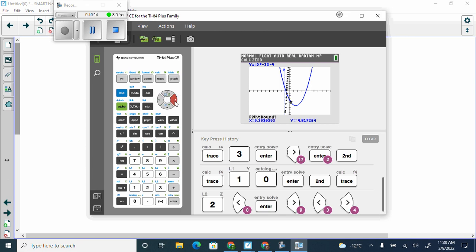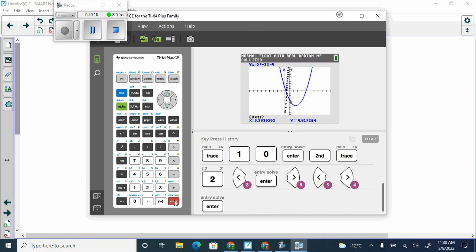Then I hit enter. Now I have a little bit on the left and I have a little bit on the right, and then it says what? Guess. And what do I do when it says guess? Just hit enter. So where's my first x-intercept at? -1 and 0.